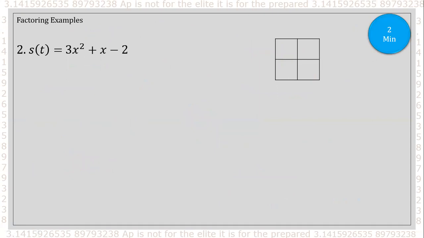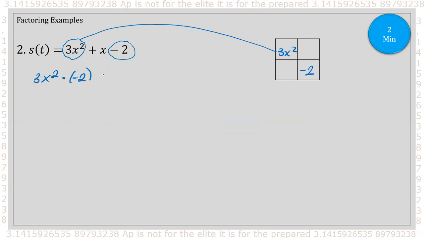Okay. So the same thing goes. You get your 3x squared, and you replace it right here. So 3x squared, and this minus 2 goes right here. It's minus 2. Okay. What do we do next? You get your A and your C. You multiply them together, so I get 3x squared times -2. That gave me my -6x squared.